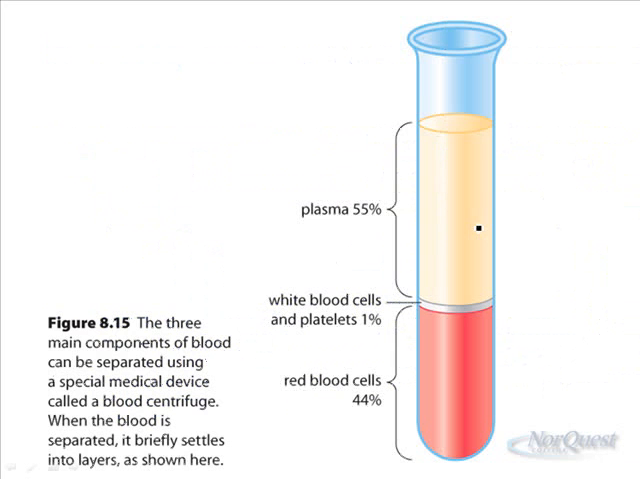So here's a breakdown of what blood looks like if you were to spin it in a centrifuge or separate out the components and put it into layers. You get about 44% of your blood is red blood cells, about 1% white blood cells and platelets, and then 55% would be the plasma.